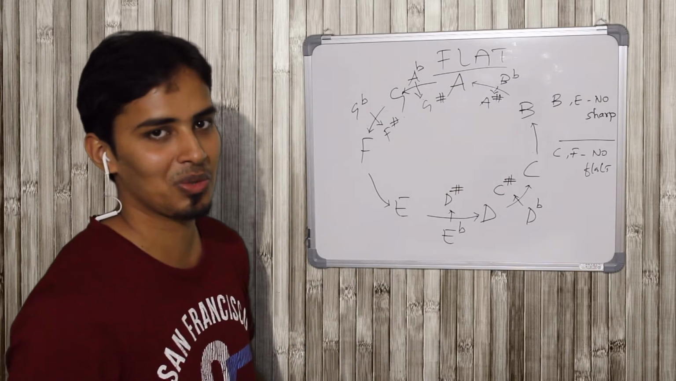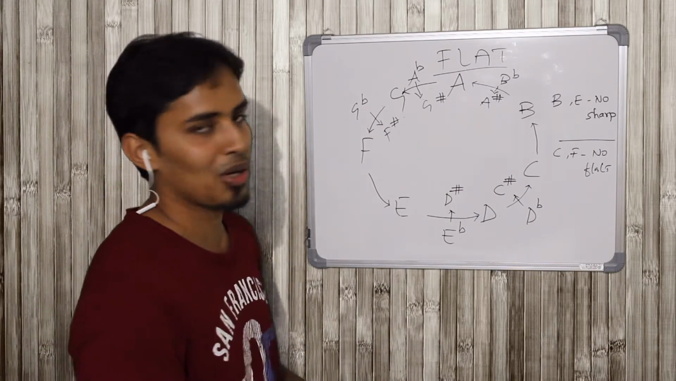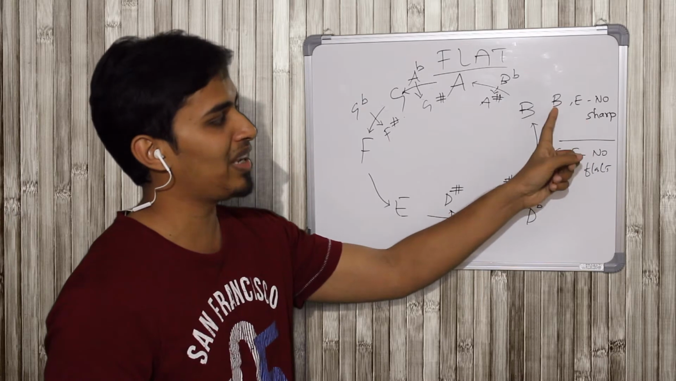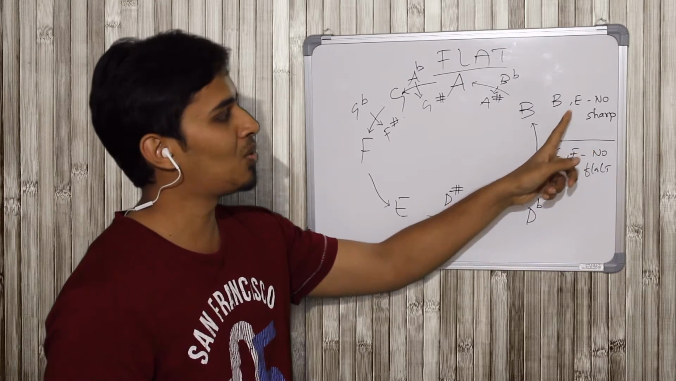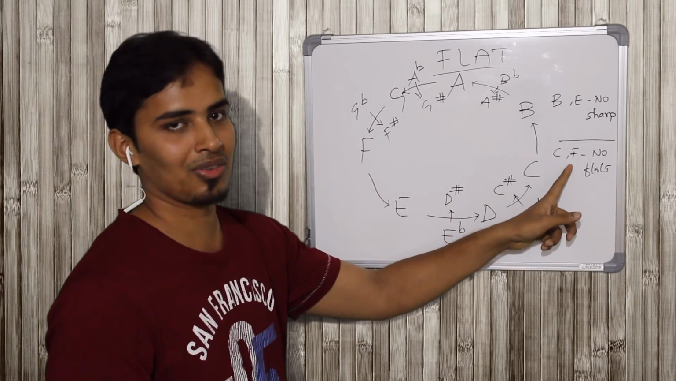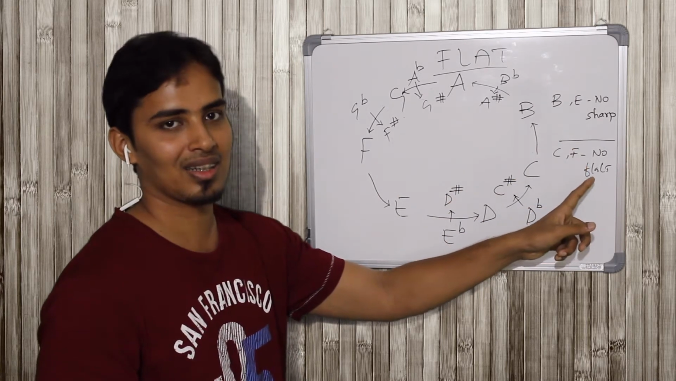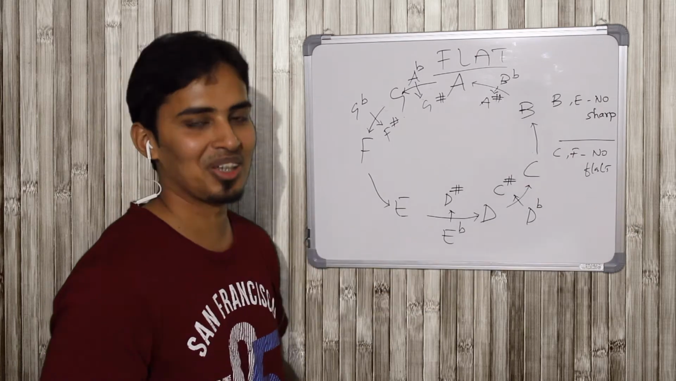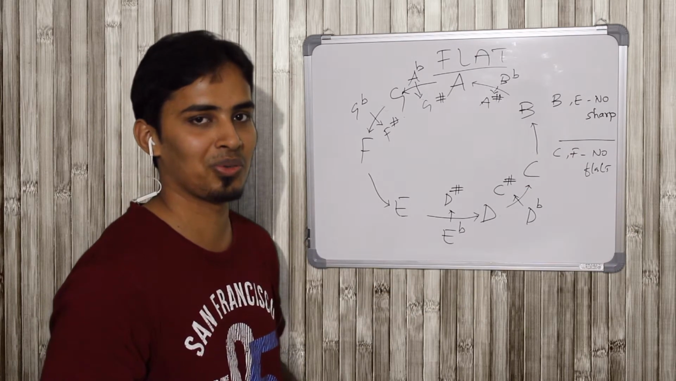Taking a look at the notes which don't have flats, as we all know, there's no sharp for B and E. So the next note after B is a C, and the next note after an E is an F. So C and F don't have flats because B and E don't have sharps. So using this, we are going to learn how to tune your guitar.